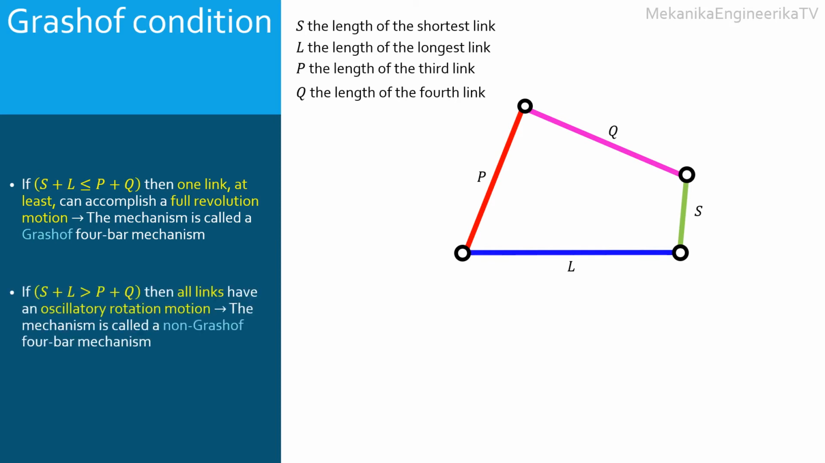If the Grashof condition is not satisfied, if S plus L is higher than P plus Q, then the mechanism is non-Grashof. In that case, all the links of the mechanism cannot accomplish the full rotation motion. All the bars can only go back and forth. They have an oscillatory rotation motion.